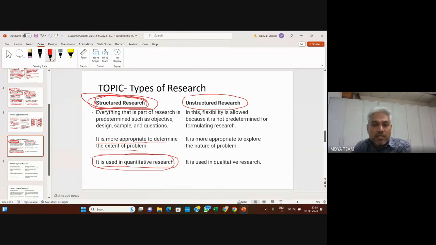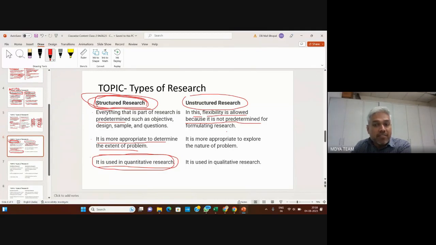Now unstructured research. In unstructured research, flexibility is allowed, okay, because it is not predetermined. Here what we have learned is that structured research is predetermined, and unstructured research is not predetermined.